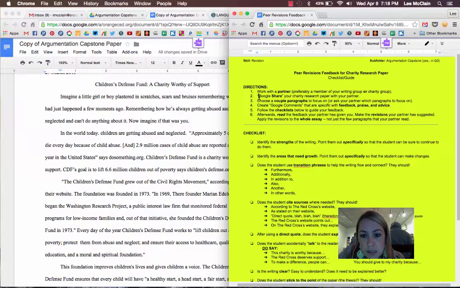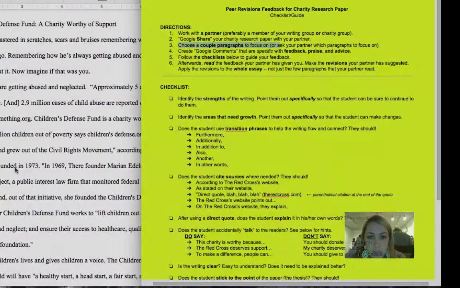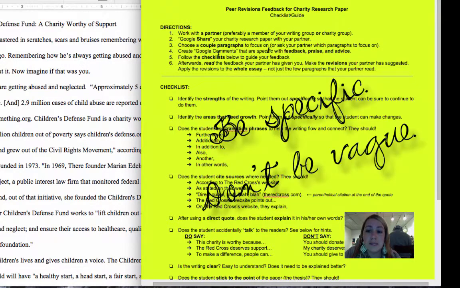The next step is to choose a couple of paragraphs to focus on. Okay, you cannot revise this entire document for your partner. So choose a couple of paragraphs or ask your partner which paragraphs he wants you to focus on. Okay, and then you're going to create Google comments in the margin. The comments need to be very specific.